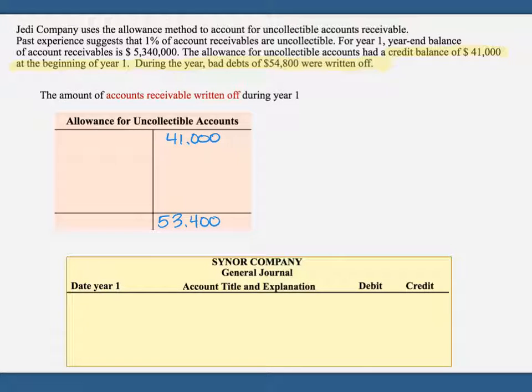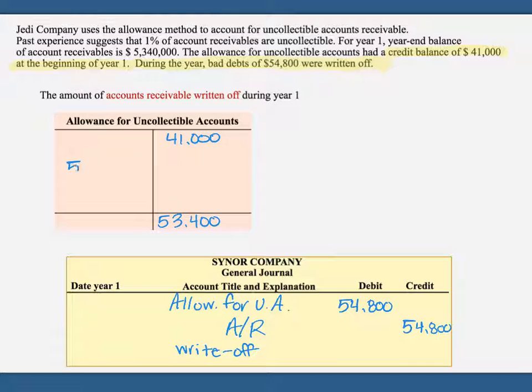So writing off bad debts is a debit to allowance for uncollectible accounts. I'm going to abbreviate uncollectible accounts there, $54,800. And then it's a credit to accounts receivable for the same amount, because we are now writing it off our balance sheet. So put a note down here: write off. So we can now post that to the T account as well. It's going to be $54,800 as a debit.